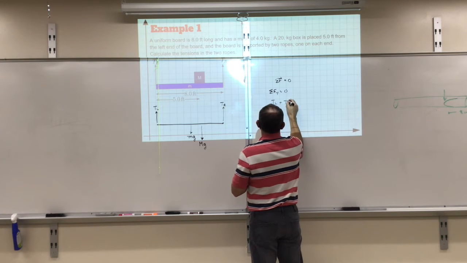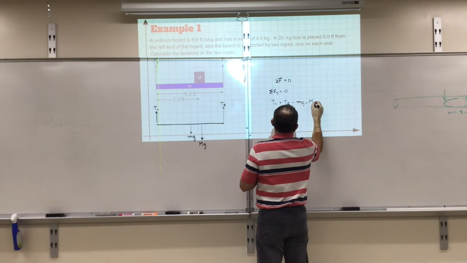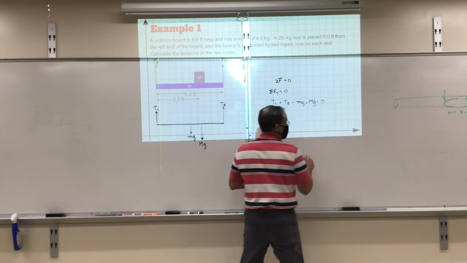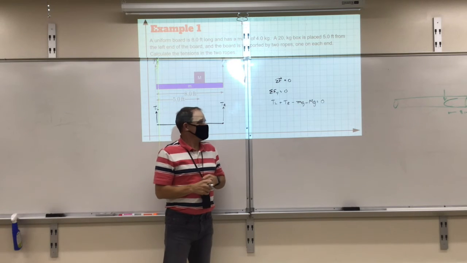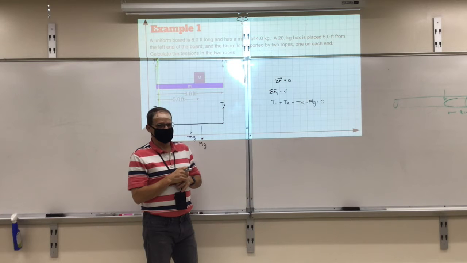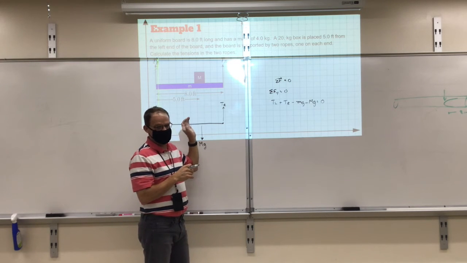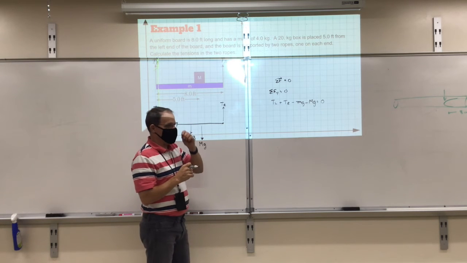T left plus T right are going up, minus little mg minus big mg. That's got to equal 0, right? Is that enough information to solve for TL and TR? Can you find the tensions in the ropes? You can't. So now we need to get another equation.